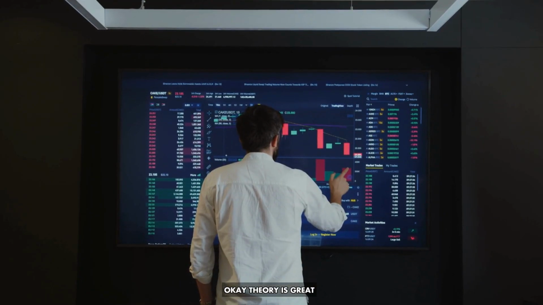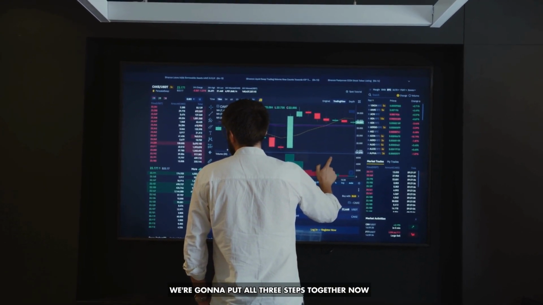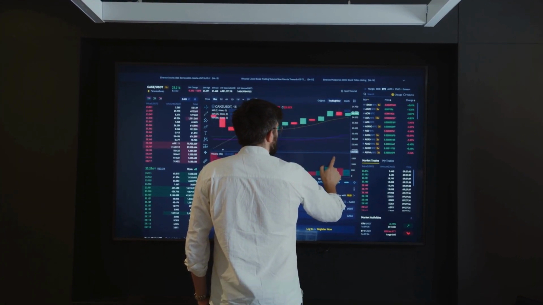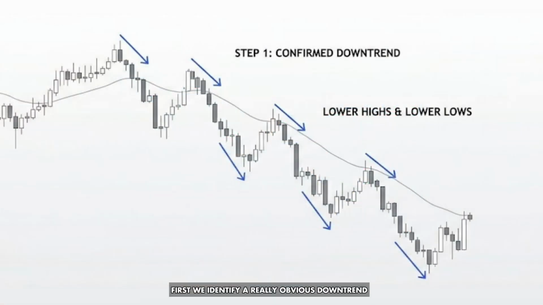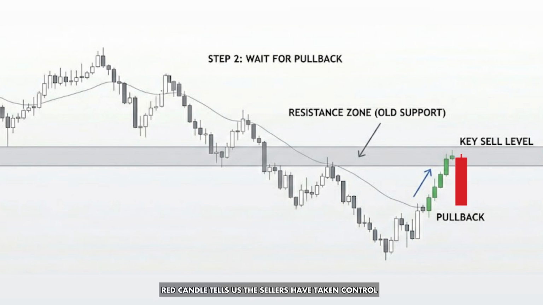Okay, theory is great, but let's see how this works in the real world. We're going to put all 3 steps together now and walk through an actual trade on the AUD/USD. So here's how it played out. First, we identify a really obvious downtrend, step 1, check. Then, we wait. We let the price pull back into a solid area to sell from, step 2, check. Now, we just watch, we observe the battle. And then, bam, there's our confirmation. That giant red candle tells us the sellers have taken control. That's our signal to execute the trade, step 3, check.